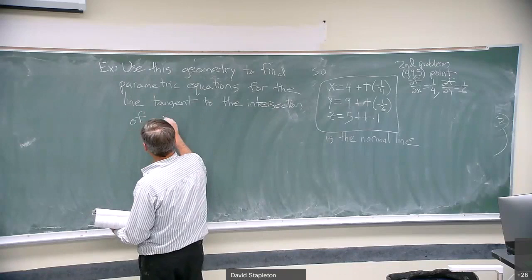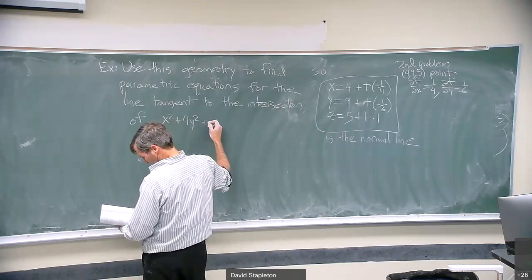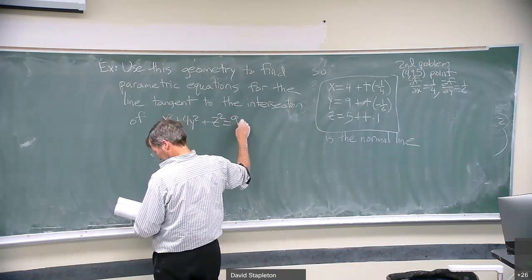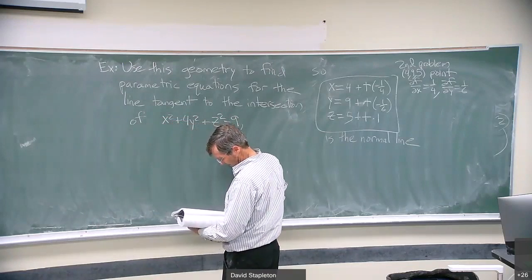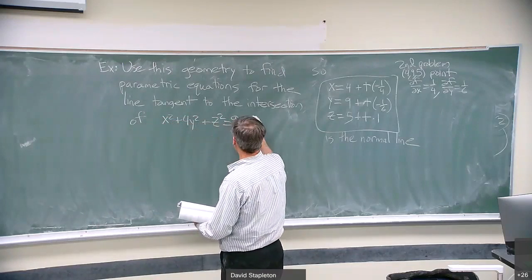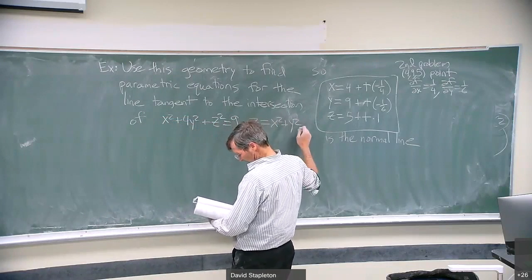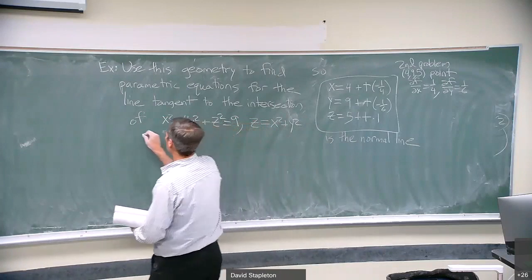x squared plus 4y squared plus z squared equals 9, and z equals x squared plus y squared, at the point of intersection (1, -1, 2).